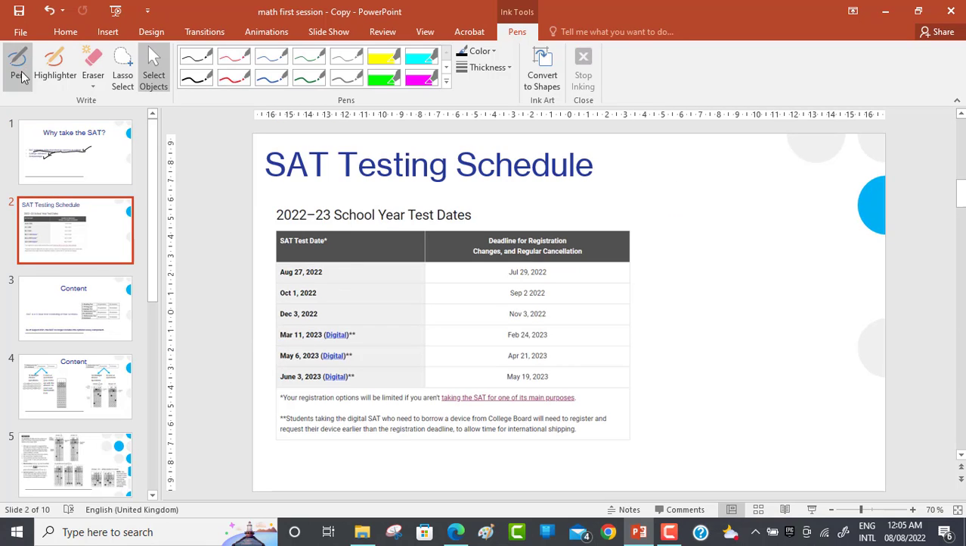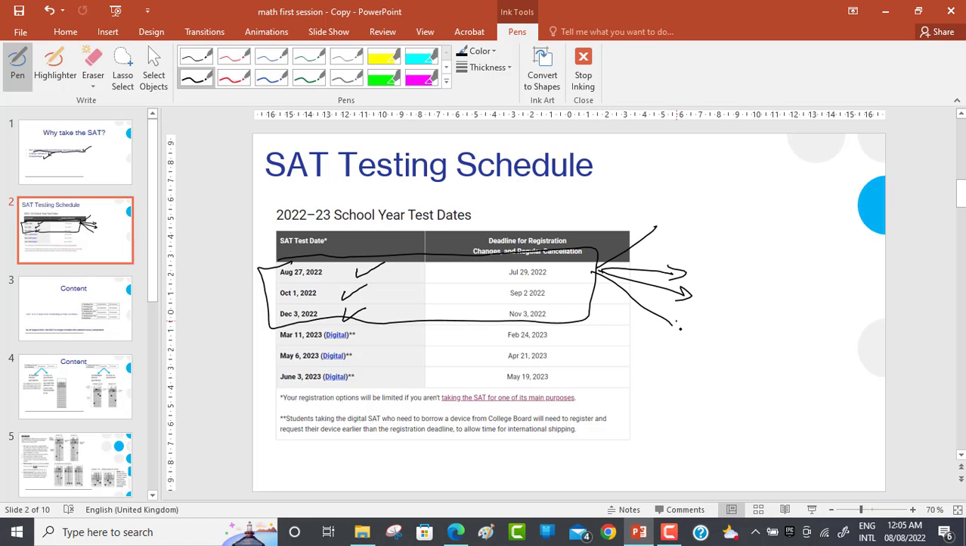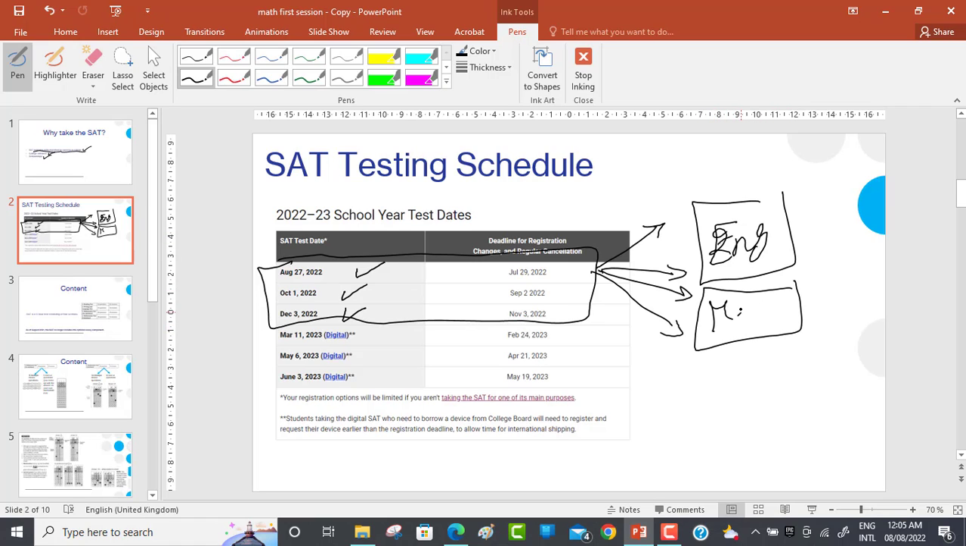The dates for this year, 2022, we have 3 different dates. The first date is August 27, after that October the 1st, after that December the 3rd. These three dates will have the same type of exam: the first 2 sections are English parts, and section 3 and section 4 are math sections.